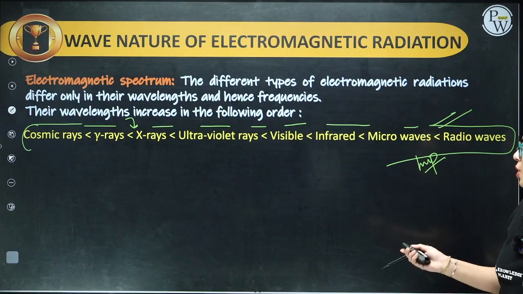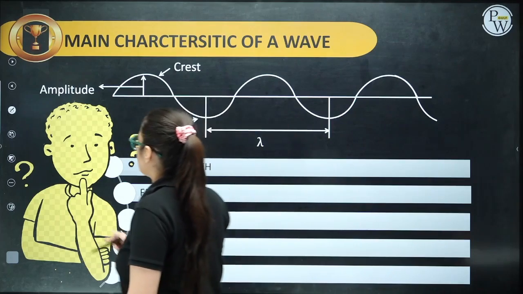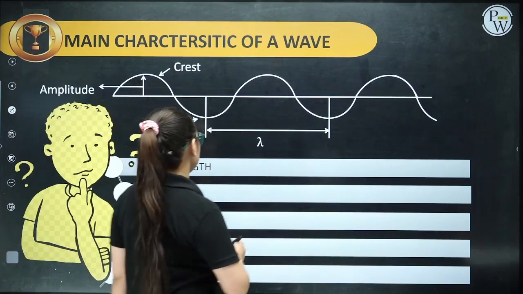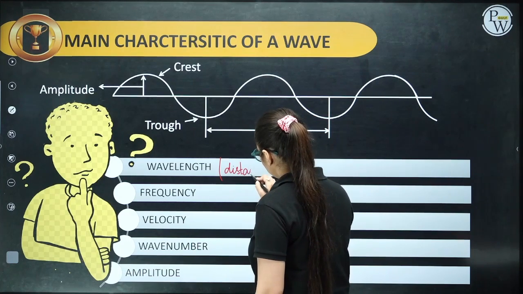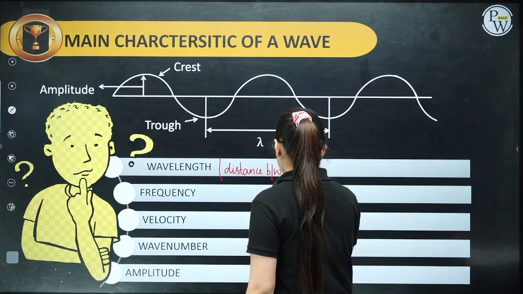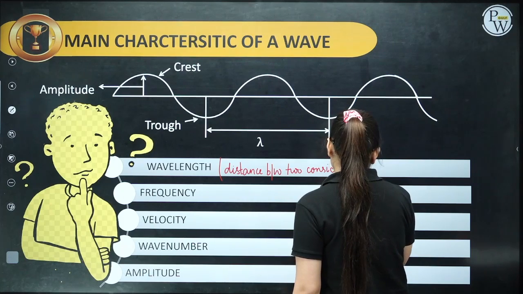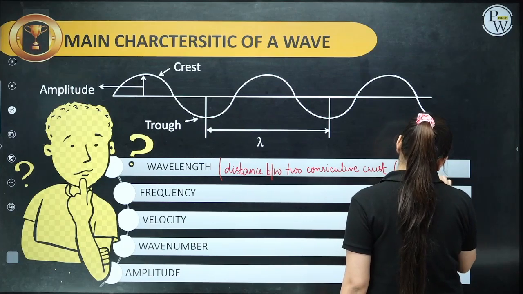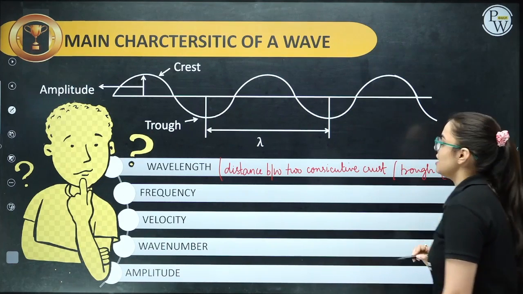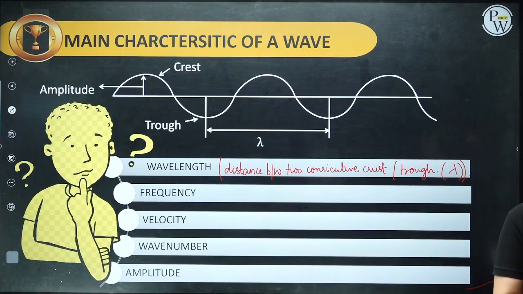Done, students? Okay, now comes the main characteristics of a wave. Let us start with wavelength. What do you refer to as wavelength? The distance between two consecutive crests or troughs. That is wavelength, represented by lambda. Everybody, write down the definition for wavelength, and then we are going to write the next definition of ours.